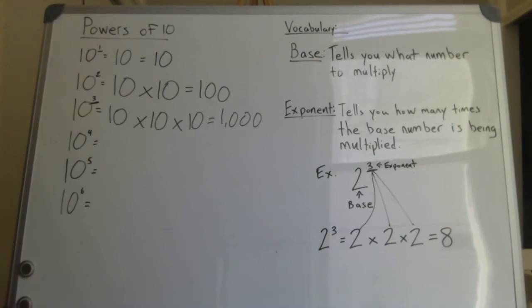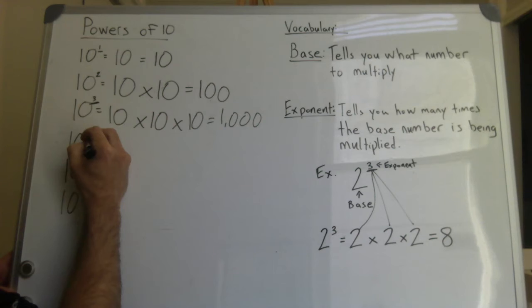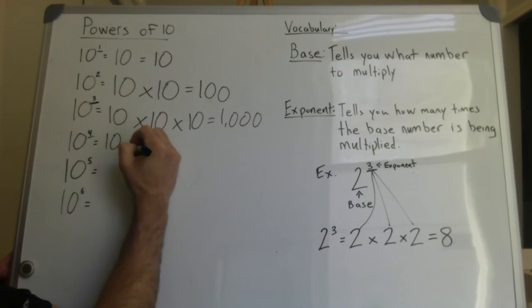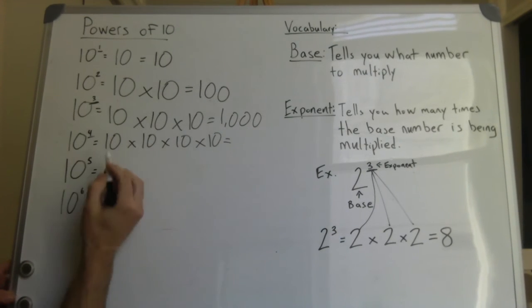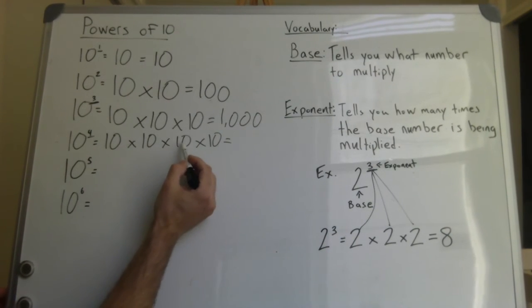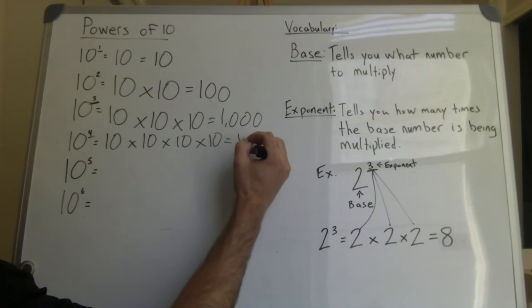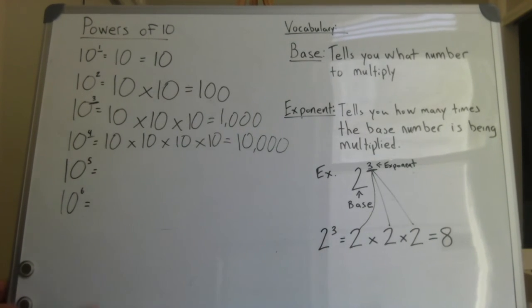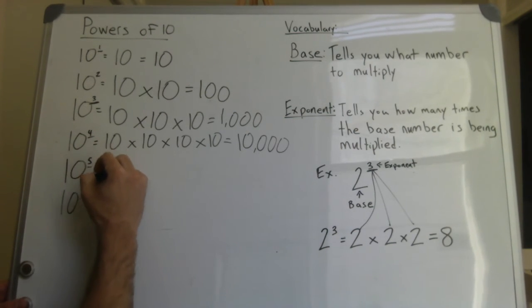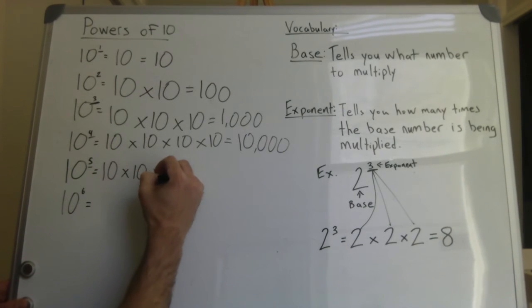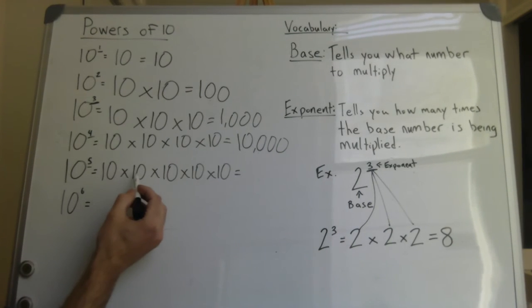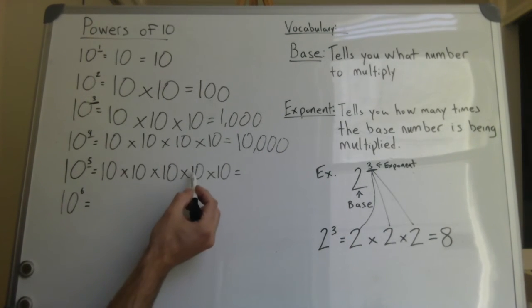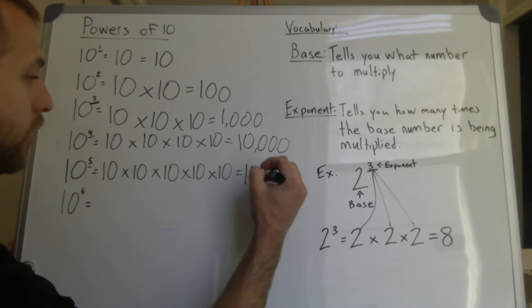Next is 10 to the fourth power, so I have to do 10 4 times. 10 times 10 times 10 times 10. 10 times 10 is 100, times 10 is 1,000, times 10 is 10,000. Next we have 10 to the fifth power, which means I have to write the 10 5 times. 1, 2, 3, 4, 5. 10 times 10 is 100, times 10 is 1,000, times 10 is 10,000, times 10 is 100,000.